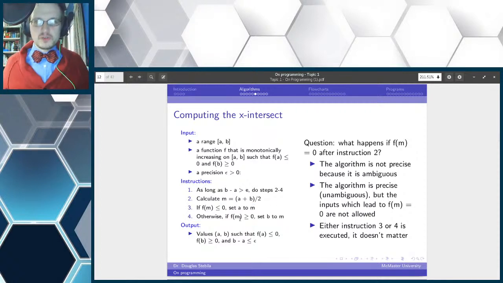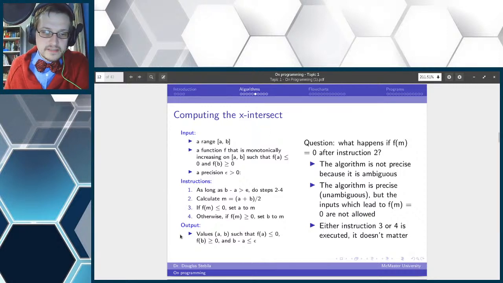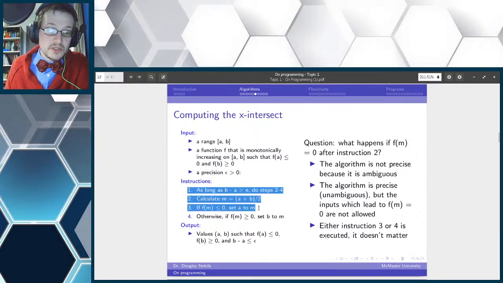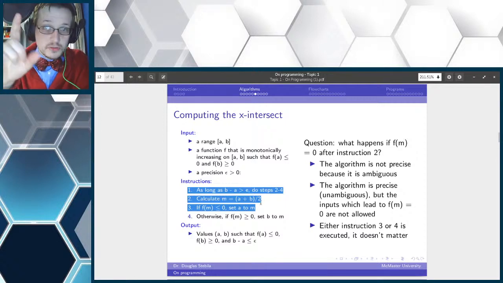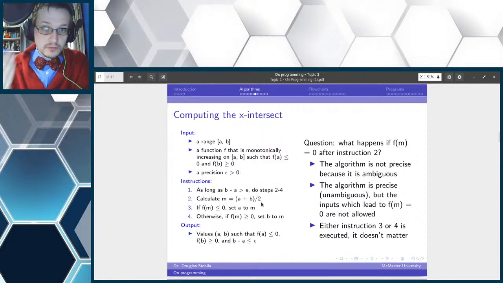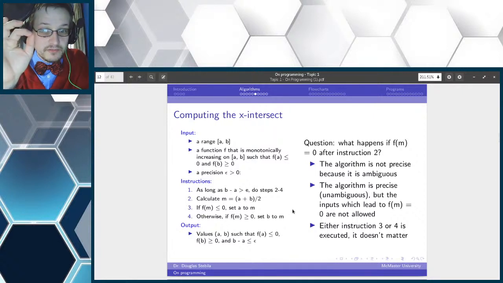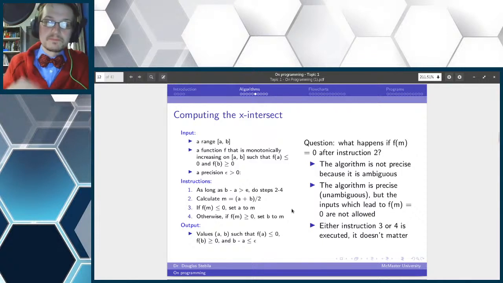So that could be a potential source of ambiguity. However, if you're assuming that this is an imperative language, the fact that these instructions occur in a numerical sequence actually removes that ambiguity. If this were actual programming code, you'd hit this statement. If f at m was equal to 0, you would execute this, and then you would move on. You wouldn't actually get to this case. So, because we're talking about an imperative language here, it is unambiguous.